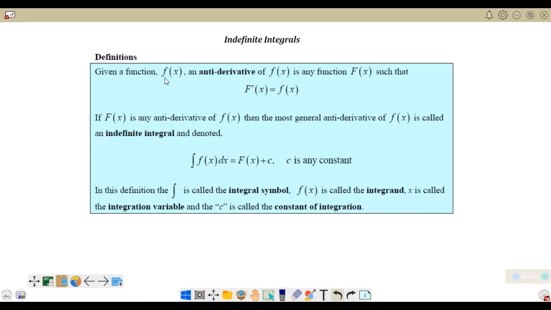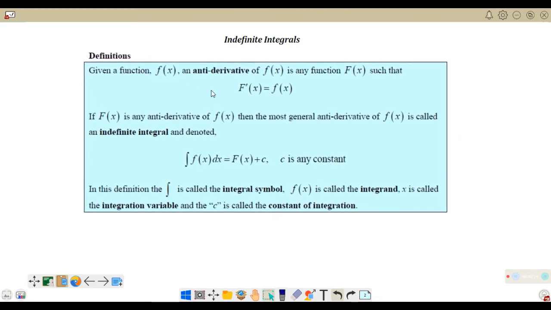So if you are given a function f of x, an antiderivative of f of x is any function capital F of x such that the first derivative of this function, capital F of x, is equal to f of x. So if capital F of x is any antiderivative of f of x, then the most general antiderivative of f of x is called an indefinite integral and denoted by the integral of f of x dx. So the antiderivative of f of x is capital F of x plus c, where c is any constant.